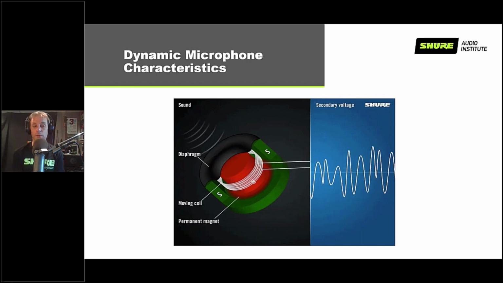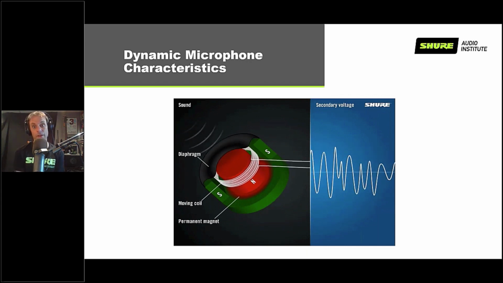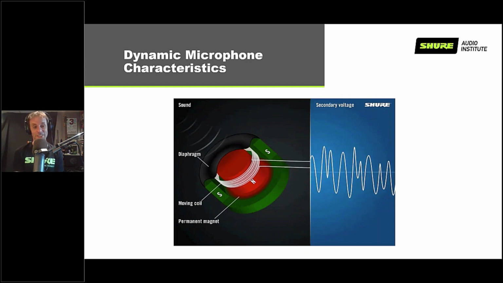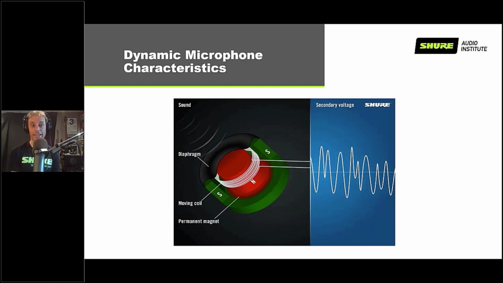I mean, probably the most popular microphone in the world is the SM58. That's a dynamic microphone, and it's been the most popular mic in the world since the late 60s. So I think that says something for dynamic mics and how good they can sound.